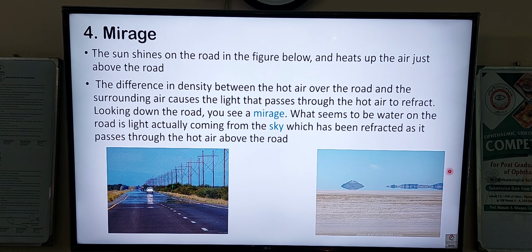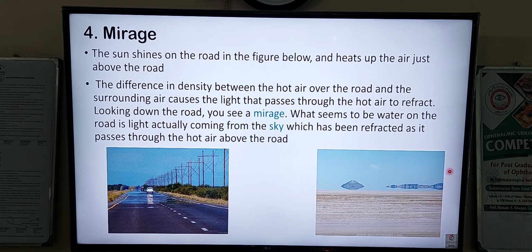So this is another optical illusion. We have often seen the image of water on the roads or in the deserts. This also happens because of the phenomena of refraction. What happens is that the sun shines on the road, and it makes the air just above the road hotter. So the lower air is hotter than the air above it. Okay, so colder air above and hotter air below.